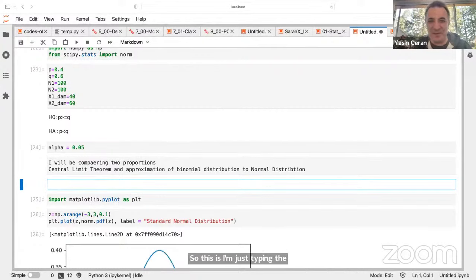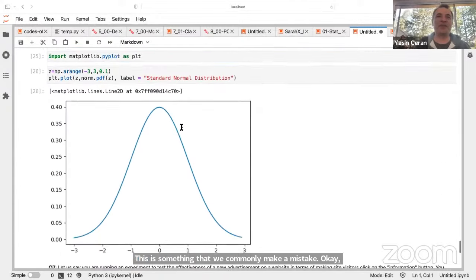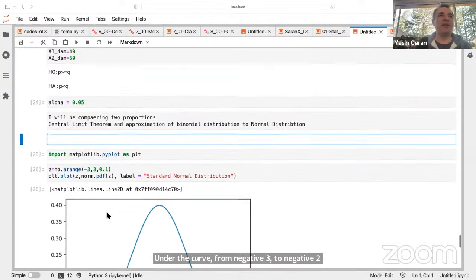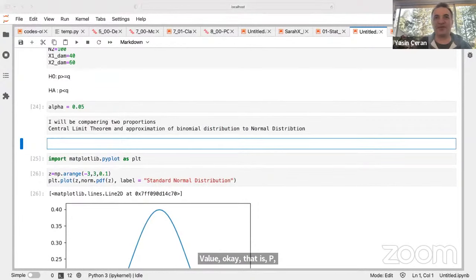Is this the p-value that is rare? The p-value is the probability of, and please don't make this mistake that we commonly make, the p-value is not just the probability. The p-value is the area under this curve given the number that I picked. It was -2.8, so the area under the curve from -3 to -2.8 is the p-value.